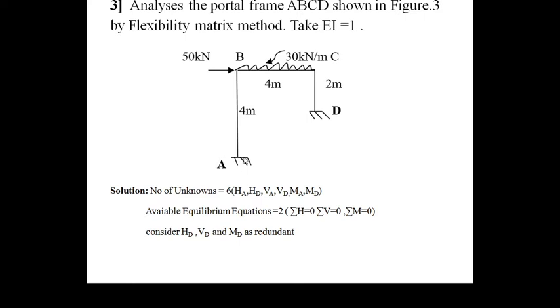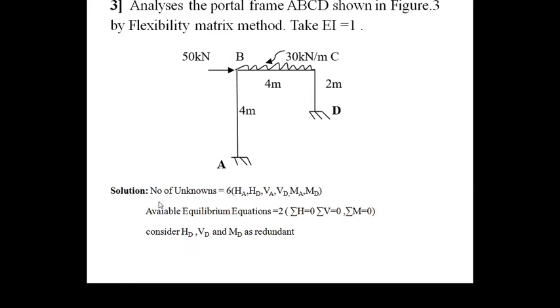AB length is 4 meter, BC 4 meter, then CD 2 meter. In the span AB, the B joint carries a 50 kilonewton rightwards load. Then for span BC, it carries a UDL of 30 kilonewton per meter throughout this span. These are the things given. Now see how to solve this frame by this method.